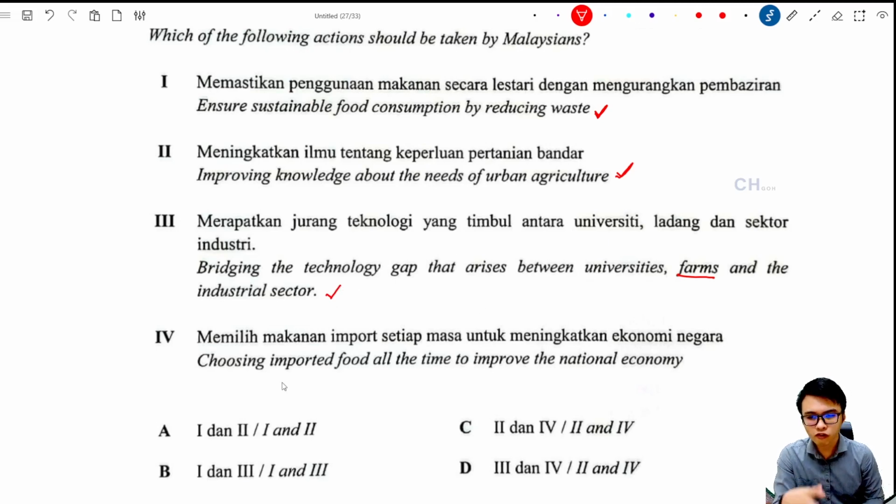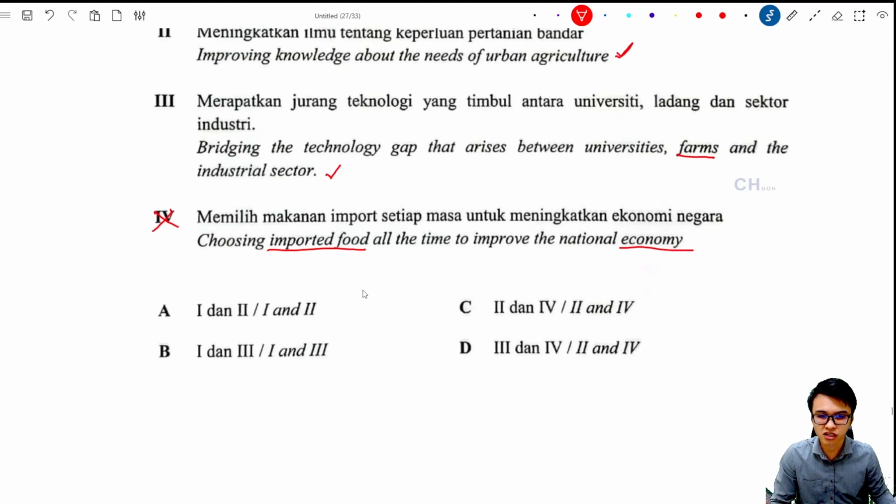Okay, 4, confirm wrong. Choosing imported food all the time to improve national economy. You import the food, you buy food from people, then how can you improve the national economy? Correct or not? You are spending money, you're not earning money. So 4 is wrong. So 1, 2, 3, I think they are correct. Okay, 1, 2, 3. So the schema jawaban here is A, 1 and 2. But I think it should be 1, 2, and 3. Okay.